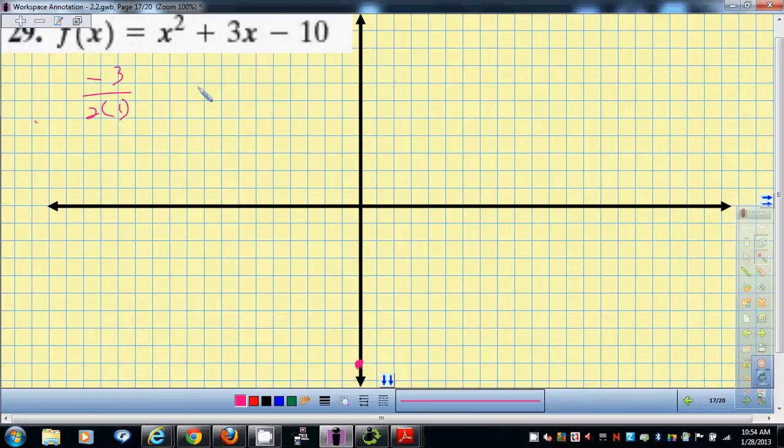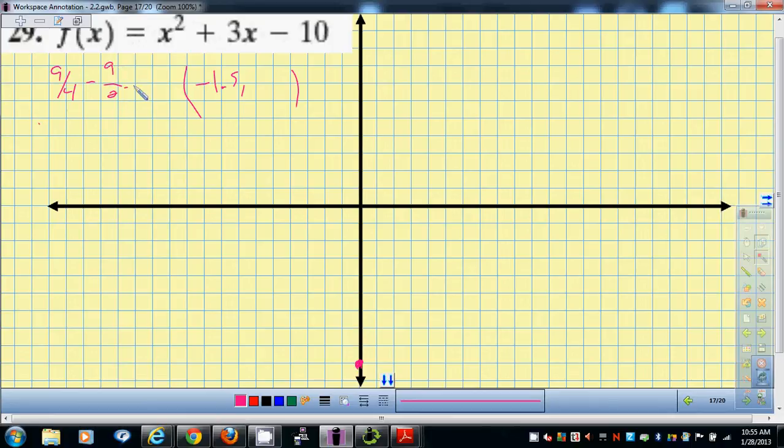Finding my y value. That's going to be, oh man. Plugging in negative 1.5 into the function. That's going to be 9/4 minus 3/2 times 3, negative 9 halves minus 10. Oh man, this is really ugly.